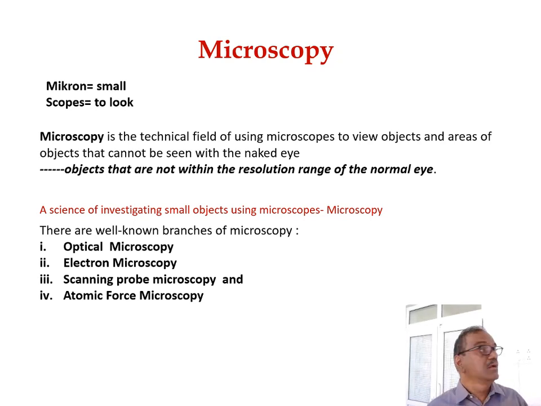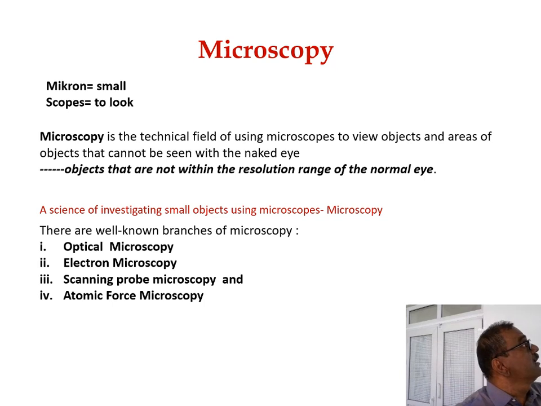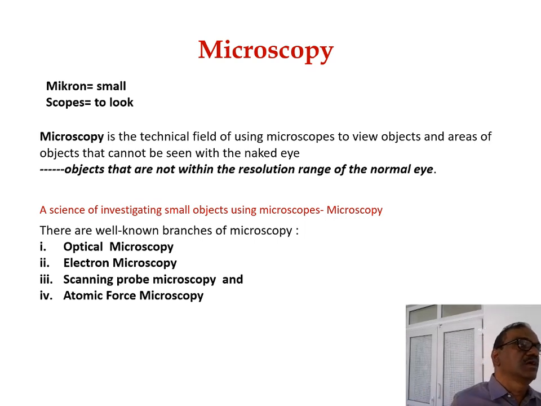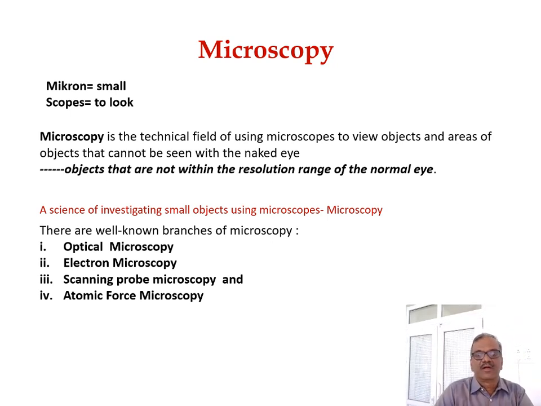Microscopy, and the name itself is self-explanatory: micro means small, and scope means to look. So how can we look at small objects or specimens that cannot be seen by the human eye, the naked eye? Microscopy is the field of using a microscope to view objects, and areas of objects, that cannot be seen by the naked eye.